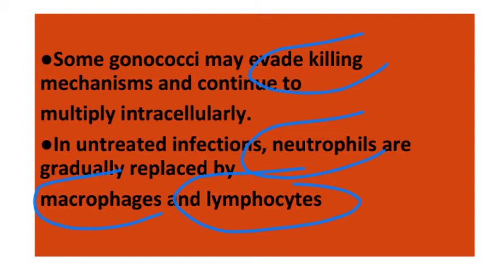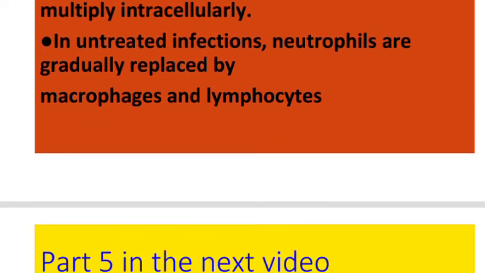So guys, if you see your reproductive organ producing some kind of pus, just go to the hospital and be treated, because this kind of disease can worsen with time. As you can see here, some gonorrhoeae evade this killing mechanism by neutrophils. So guys, you can see how serious this disease can be.